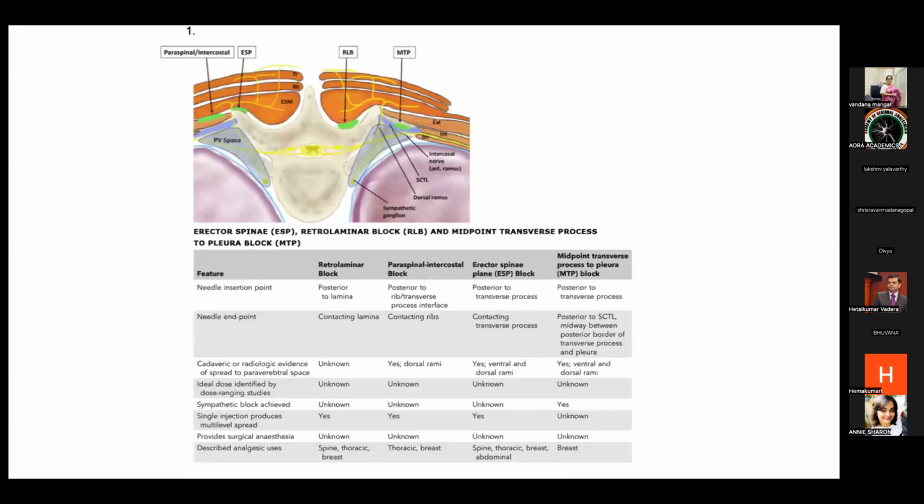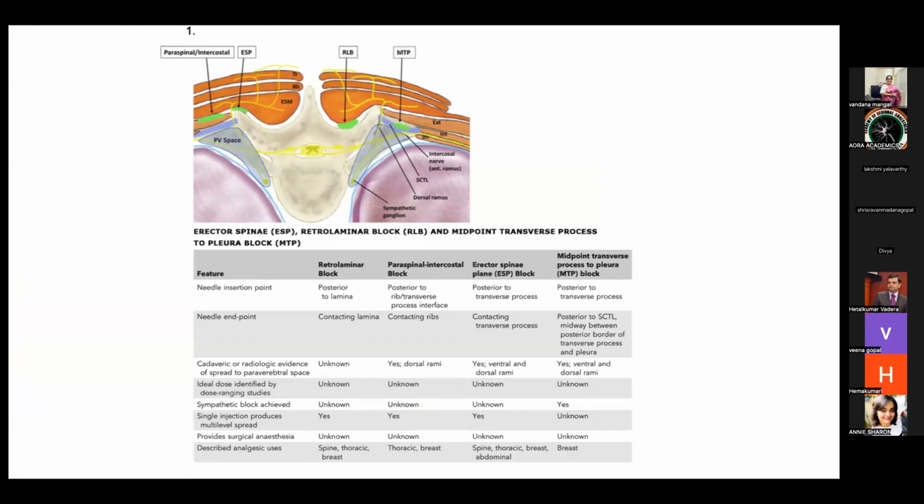And then the needle insertion point, comparing the various posterior wall blocks. We'll be looking at the retrolaminar block, which is posterior to the lamina; the paraspinal or intercostal block, which is posterior to the rib or the transverse process; the erector spinae block, which is posterior to the transverse process; and the mid-point transverse process to pleura block, which is posterior to the transverse process.